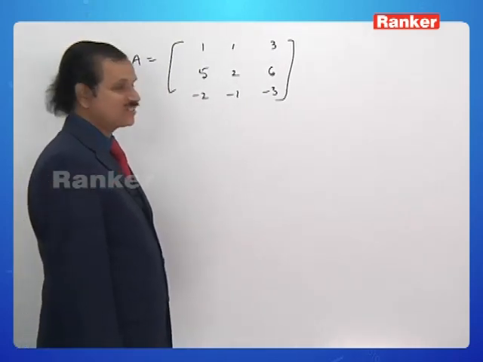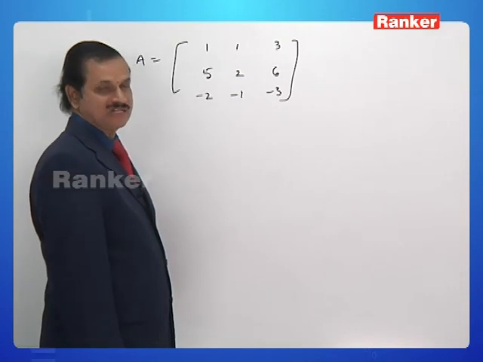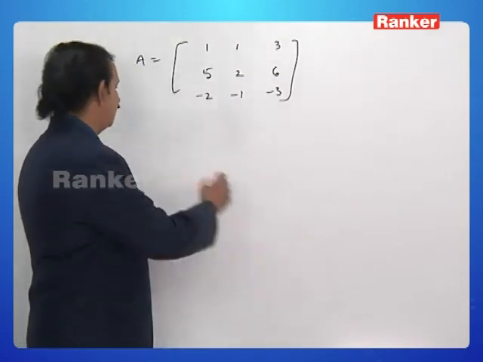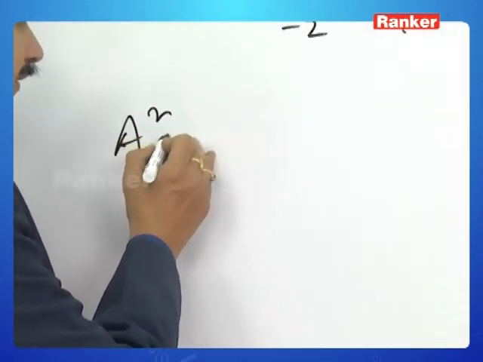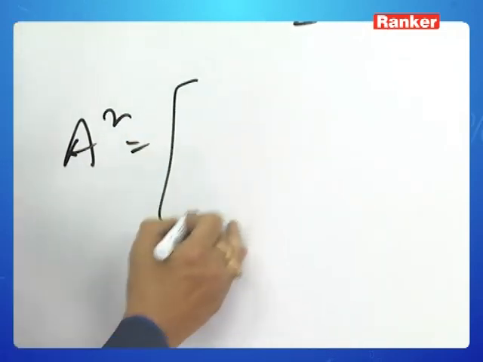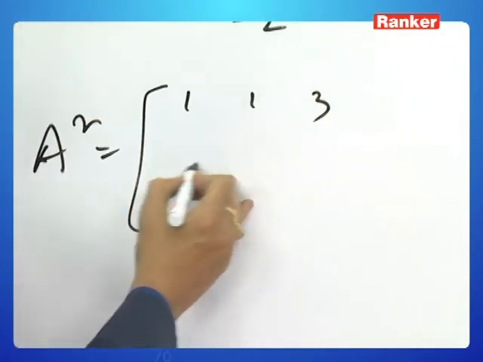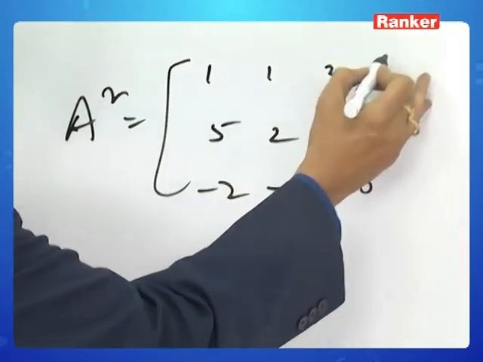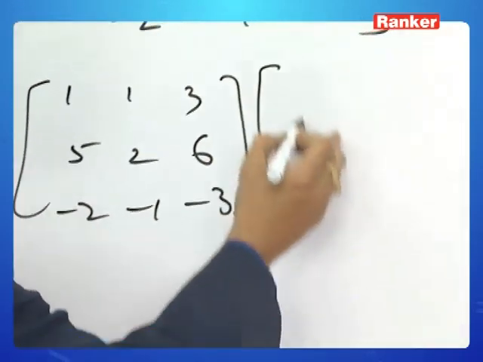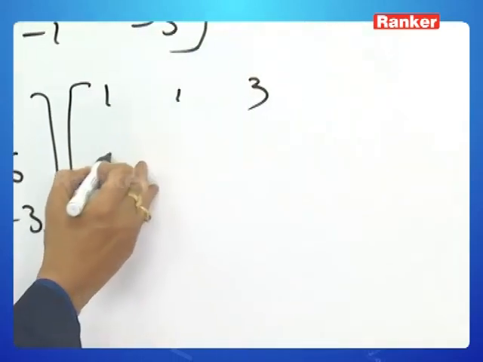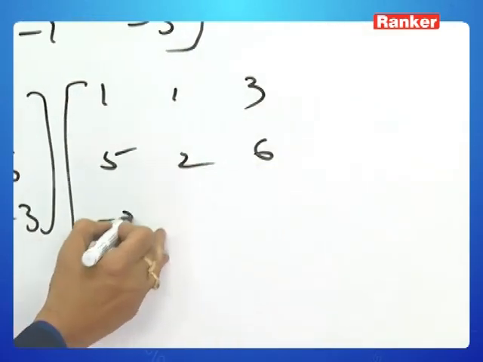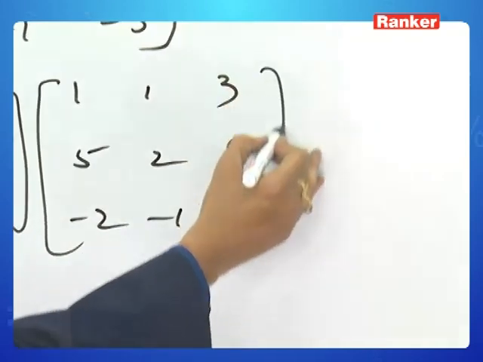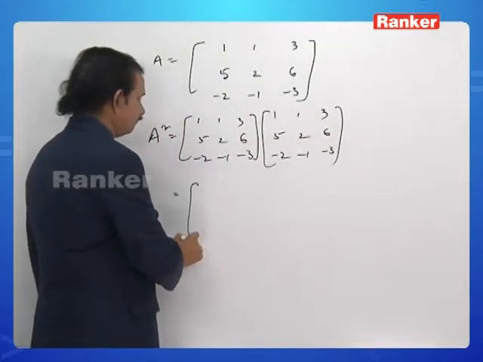We are to test the nilpotency of this matrix. First of all, what is A squared? A into A: [1, 1, 3; 5, 2, 6; -2, -1, -3] into again [1, 1, 3; 5, 2, 6; -2, -1, -3]. What is A squared?